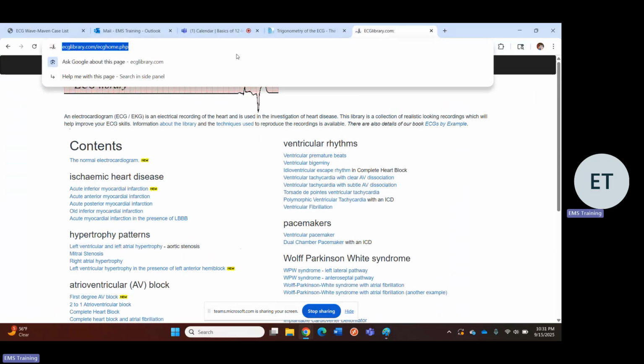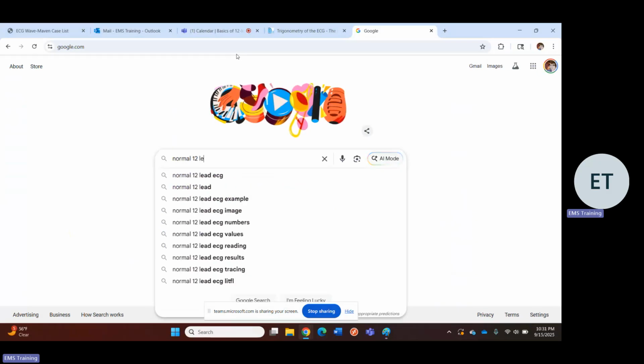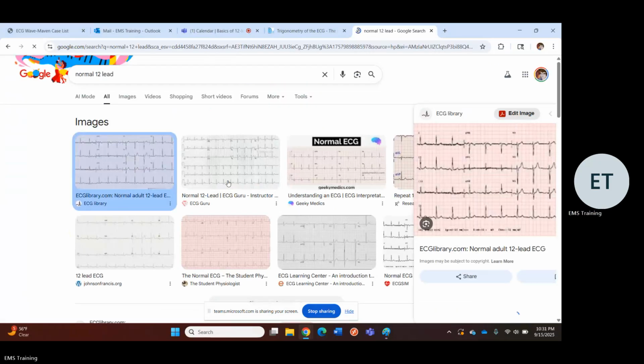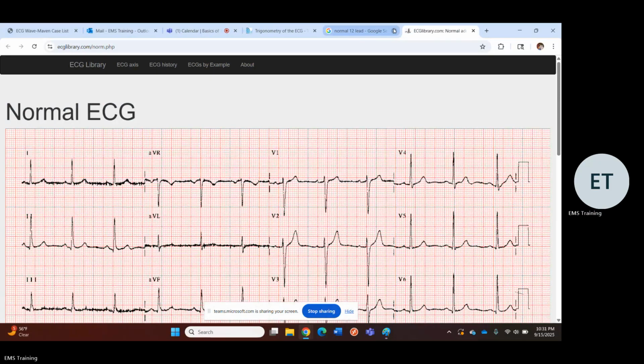why is it doing that? Normal 12 lead. All right. When electricity travels from a negative electrode to a positive electrode, that shows up as a positive deflection compared to the isoelectric line.